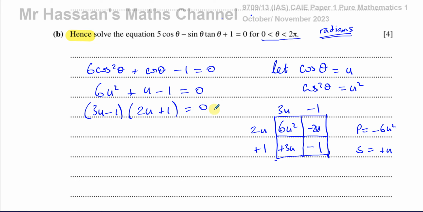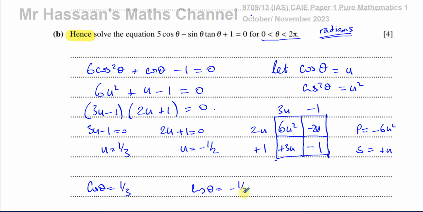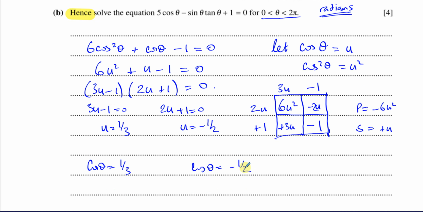Equals 0. So now I can say that either 3u minus 1 equals 0, in which case u is equal to 1 over 3, add 1 and divide by 3, or 2u plus 1 equals 0, in which case u is equal to take away 1 and divide by 2, minus a half. So we can now say that therefore cosine theta is equal to a third, or cosine theta is equal to negative a half.